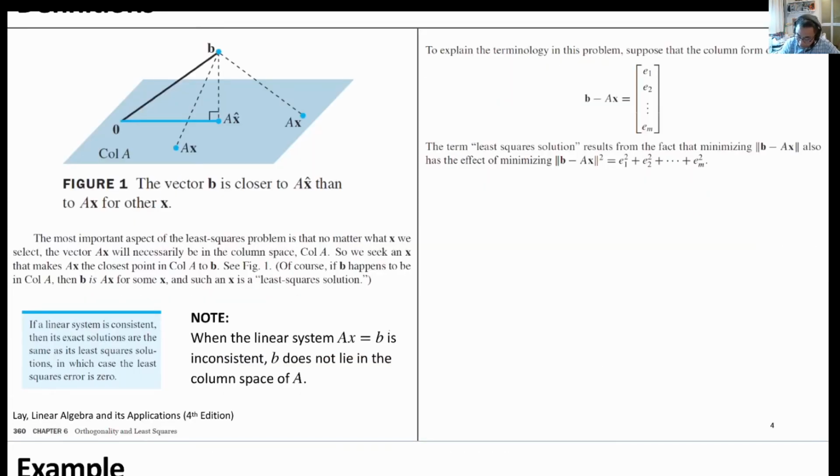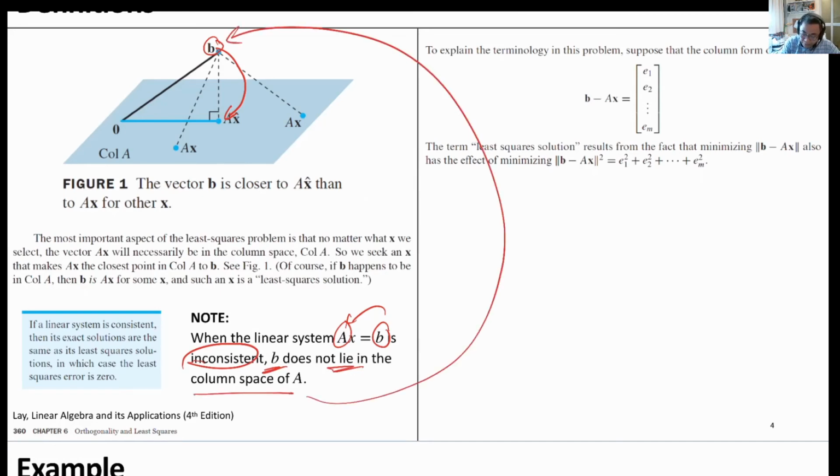Of course, in the situation when b lies in the column space of A, then b would be inside or on one of the points of the column space, and there will be no error. That situation will only happen when Ax equals b is consistent. And when Ax equals b is inconsistent, b does not lie on the column space of A, and you see in this diagram, it is not on the blue plane.